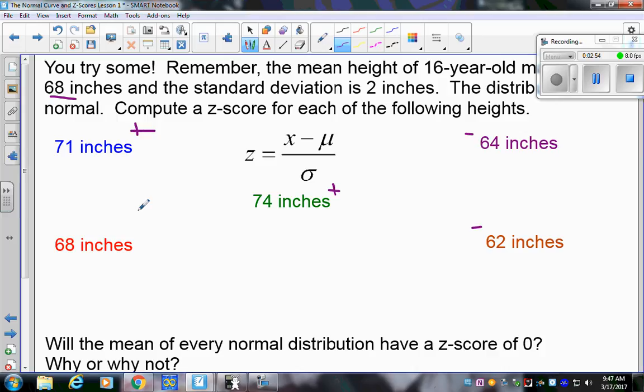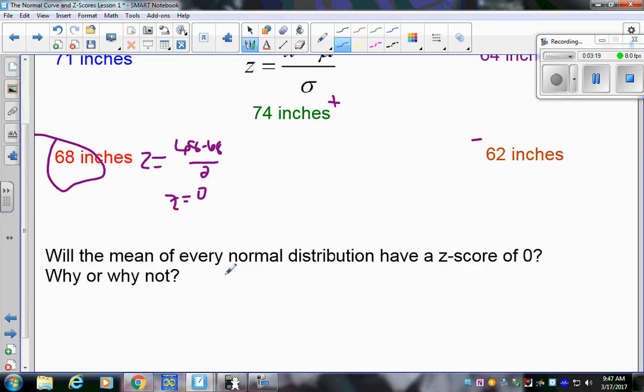68 is average. So what do you think our z-score is going to be in that case? Well, let's figure this one out. My z-score is my data value, which is 68, minus the average, divided by 2. So I end up with 0 divided by 2, which is 0. If you have a z-score of 0, that tells you that you are smack dab on average. So this person's 68 inches. If your data value is the same as the average, your z-score will be 0.